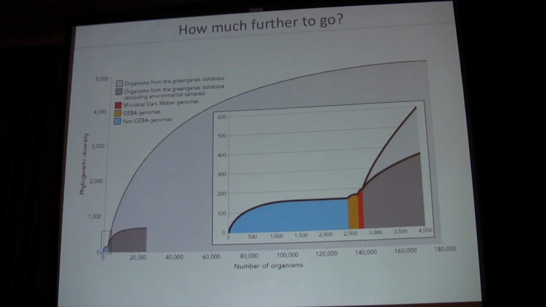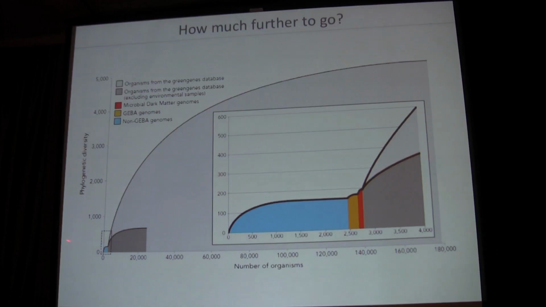Okay, moving on to the future outlook. So where are we today and how far do we have to go? What you see here is an updated version of a figure that came out in 2009 in the GEBA paper, the original Genomic Encyclopedia of Bacteria and Archaea paper. And I only want you to focus on these gray lines. So what you see is the phylogenetic diversity, and that is based on a subset of genomes. And it's based on the 16S tree, so it's ultimately the sum of the length of the branches in the 16S tree.